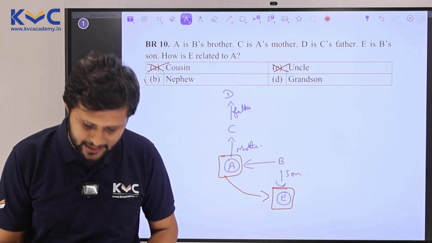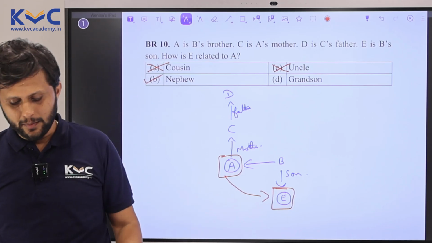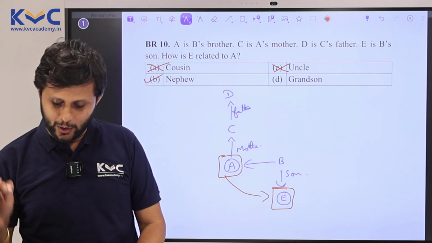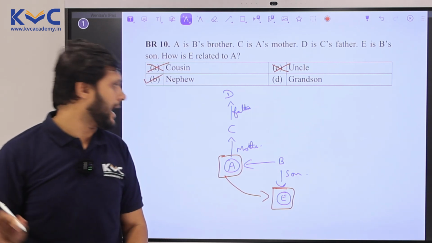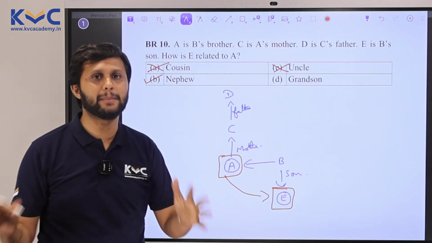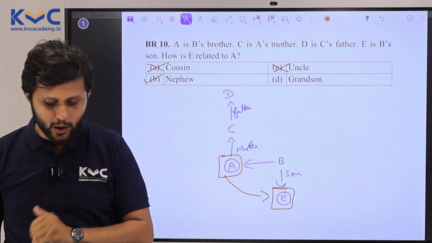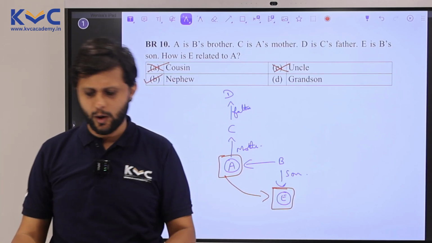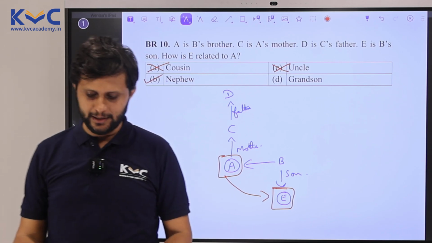And obviously, even otherwise, even if you had done it in the direct method, we know it would be nephew, because E is not directly A's son, E is B's son, and the relation between B and A is of siblings. So that makes him uncle. A is uncle of E, or I can say E is nephew of A. Correct? That's question number 10.